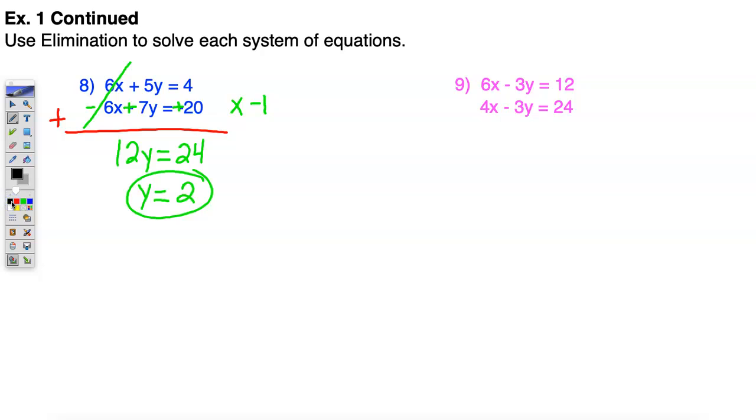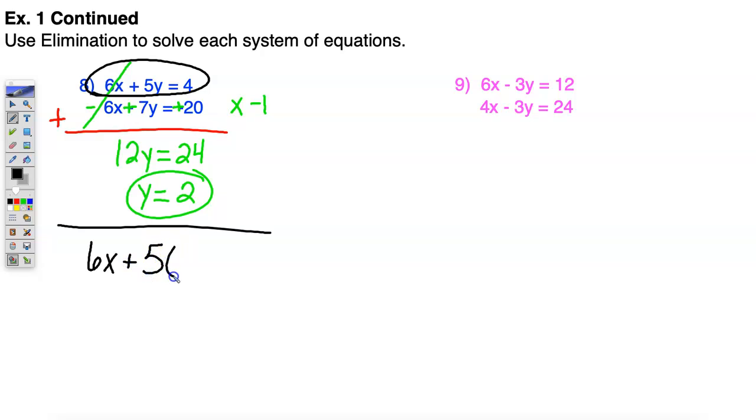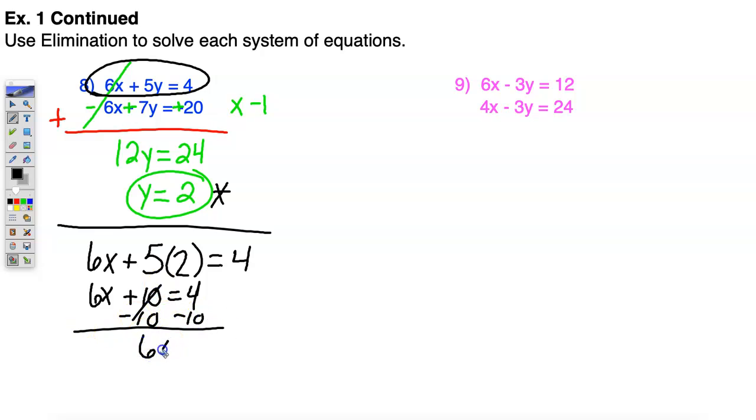And then I'm going to go through that same process again where I pick one of those equations. I'm going to pick this one where I haven't really made any changes. So we have 6x plus 5 times whatever y is. We found out that y was 2, and that should be equal to 4. So we have 6x plus 10 equals 4. And I'm going to subtract 10 from both sides. So I end up with 6x equals negative 6, so that means x would be negative 1.